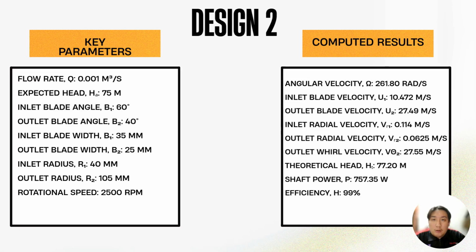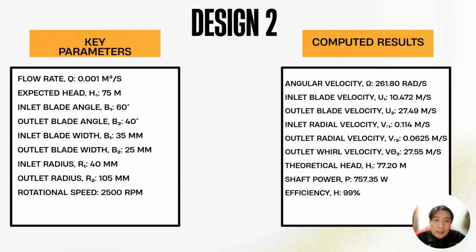First, for design 2, the key parameters are flow rate 0.001, expected head is 75, inlet blade angle is 60, outlet blade angle is 40, inlet blade width is 35, outlet blade width is 25, inlet radius is 40, outlet radius is 105, and lastly the rotational speed is 2500 rpm.